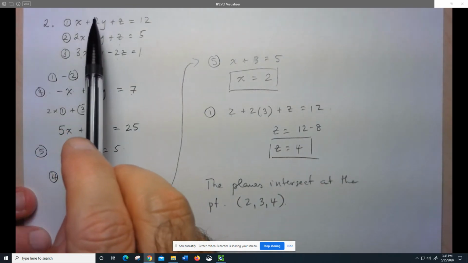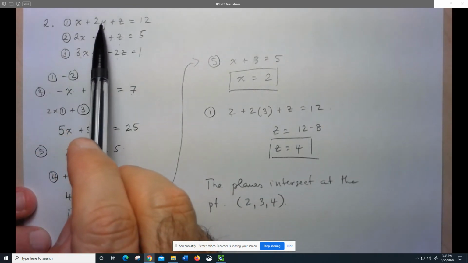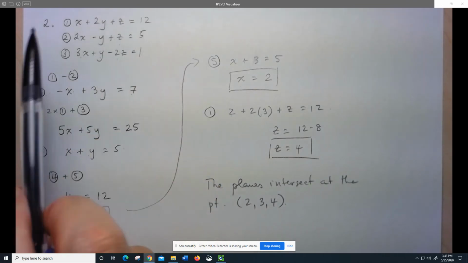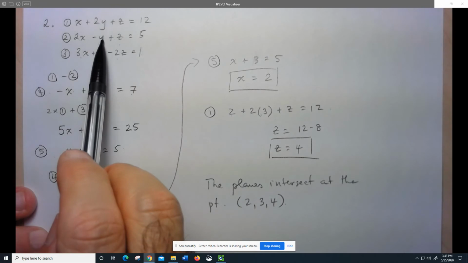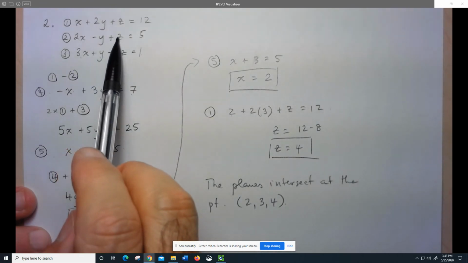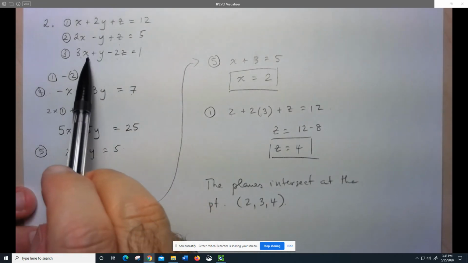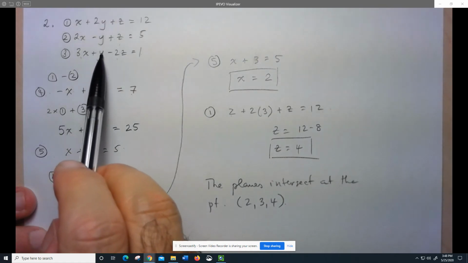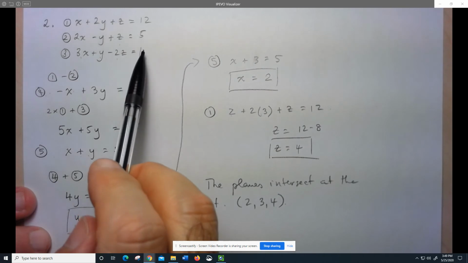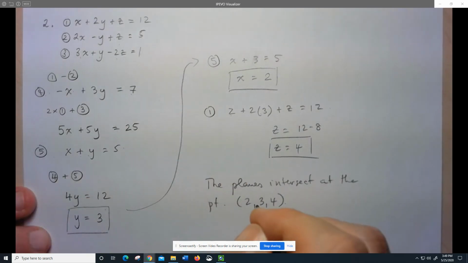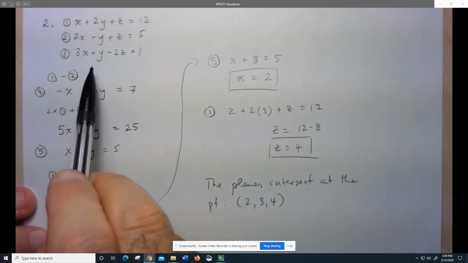So 2 plus 2 times 3 is 6. So 2 plus 6 is 8, plus 4 is 12. There you go, that works. 2 times 2 is 4, minus 3 is 1, plus 4 is 5. That works. 3 times 2 is 6, plus 3 is 9, minus 2 times 4 is 8. 9 minus 8 is equal to 1. So this point here exists on all three planes.